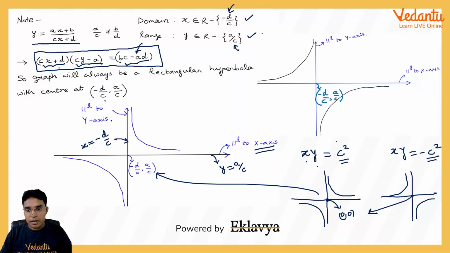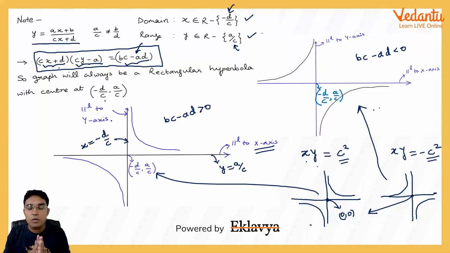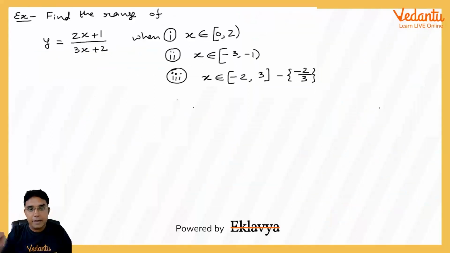Here, when this right hand side BC minus AD is positive, you will have shifted form of the first one. If BC minus AD is negative, then you will have shifted form of the second one. So if you remember how this graph is made, I think questions will become very easy. Let us see this question.